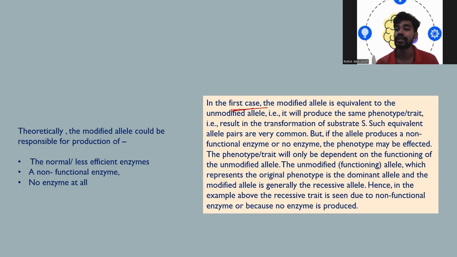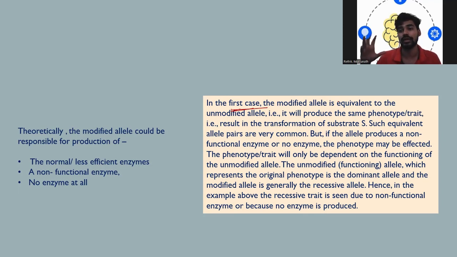See what happens when it is an unmodified allele or functional allele. As a result, you will get the original phenotype. That is the dominant allele, and the modified allele is generally recessive. The dominant allele is going to dominate over the recessive allele. Hence, in the example above, the recessive trait is seen due to non-functional enzyme or because no enzymes are produced.